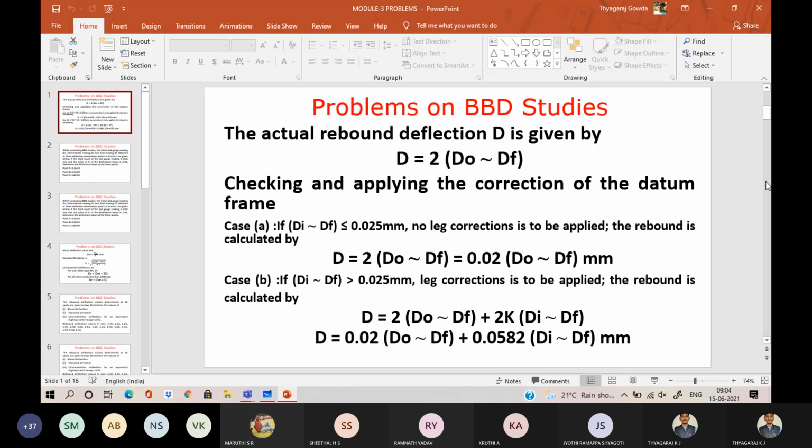I think everyone is familiar with applying the lag correction. If the difference between DI minus DF is less than 0.025 mm, you do not require lag correction. If it is greater than 0.025 mm, we should apply lag correction.